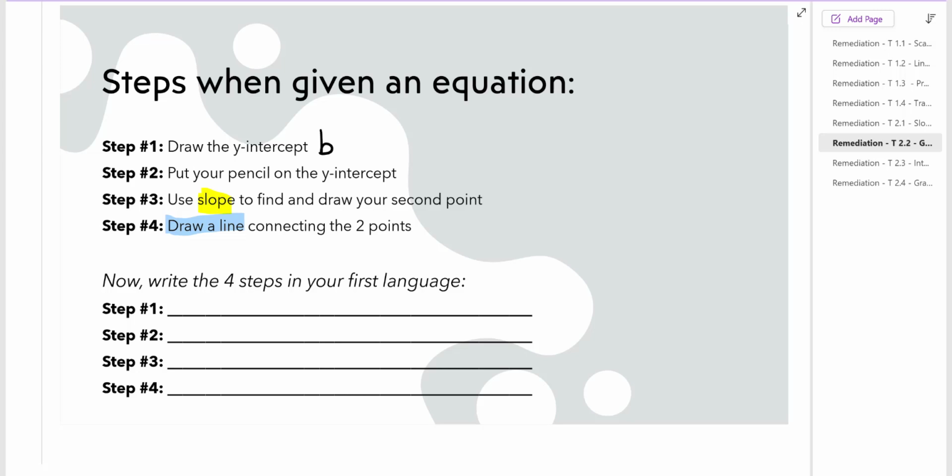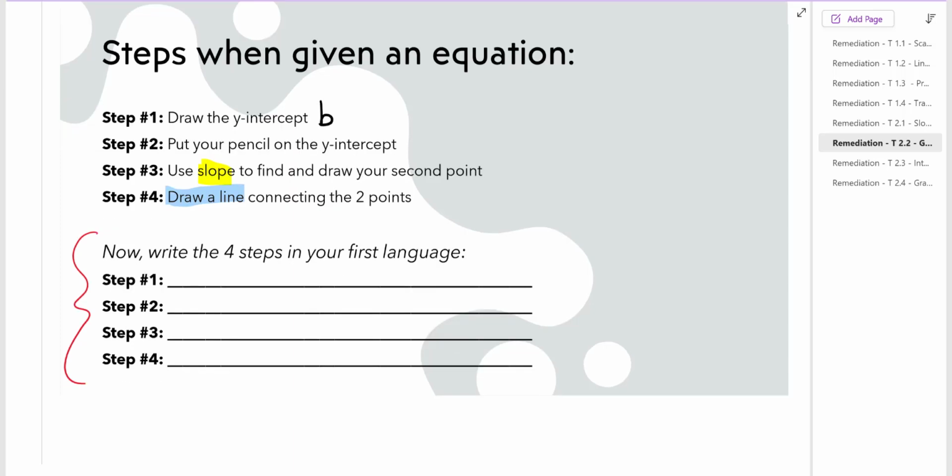Now, I want you to write the 4 steps in your first language. So, paso 1 es dibujar el y-intercept. Paso 2 es necesitas poner tu lápiz en el punto de y-intercept. Paso 3 es necesitas usar slope, encontrar y dibujar tu segundo punto. Y paso 4 es necesitas dibujar una línea conectando los 2 puntos. Y ahora necesitas escribir los 4 pasos en tu primer idioma.